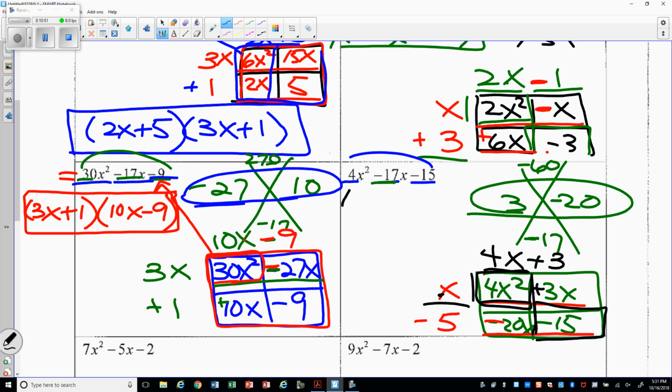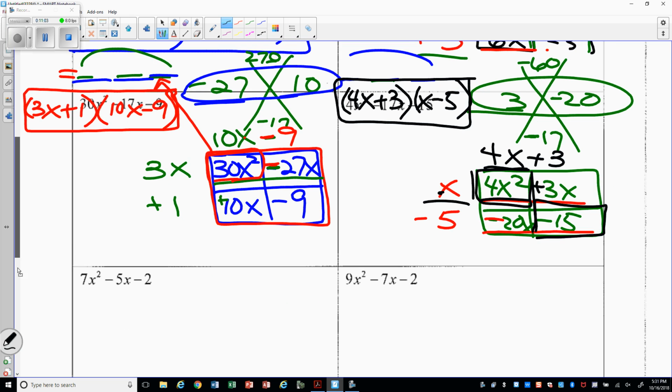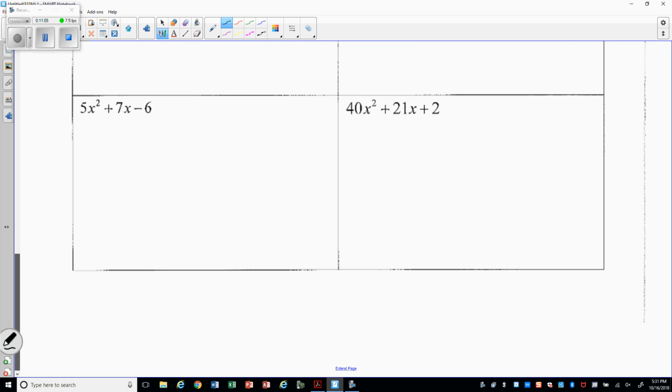Okay, so my two factors would be 4x plus 3 times x minus 5. And once you get the hang of it, it's kind of fun, actually. I'll leave on that note.